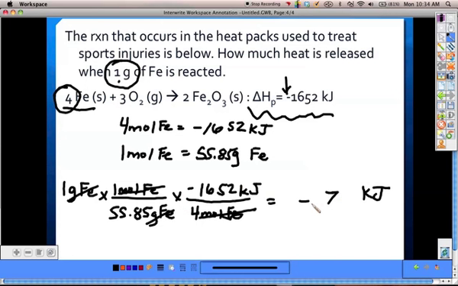Good, Anna. I'm kind of confused because didn't it already give us the amount of heat that was released with that, negative 1,652 kilojoules? When we have 4 moles of iron, but we started with 1 gram of iron, which is not the same as 4 moles. Good question. So you should be able to type into your calculator negative 1652 divided by, and then what I would do is put in parentheses the 55.85 times 4, and then that value should give you a negative 7.